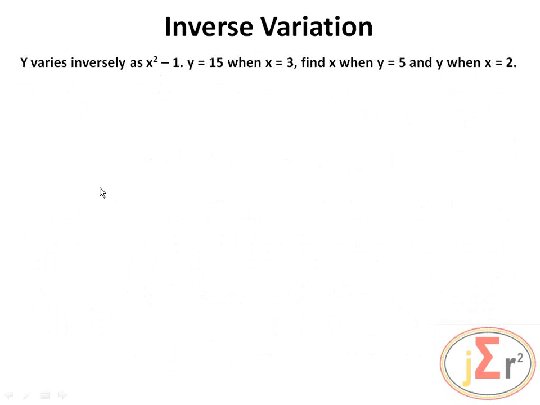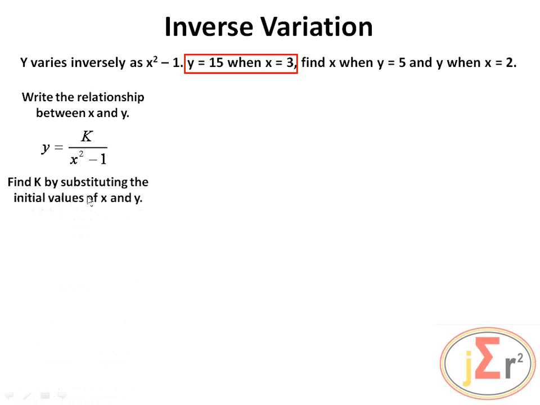Y varies inversely as x squared minus 1. Y is equal to 15 when x is equal to 3. Find x when y is equal to 5, and y when x is equal to 2. So we're going to write the relationship between x and y. And of course, remember how this is done. Inverse variation, so one variable is equal to the constant of proportionality over the other variable, or in this event we have an expression x squared minus 1 that we are going to use.